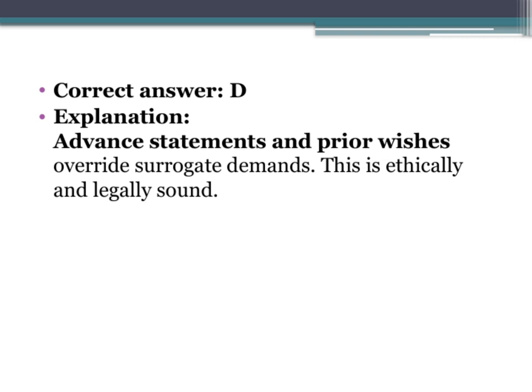It's important because it emphasizes that respecting a patient's prior expressed wishes is not only morally right, but also legally sound. This concept ties into the overall theme of respecting patient autonomy and making sure their voice is heard, even when they might not be able to speak for themselves later on.